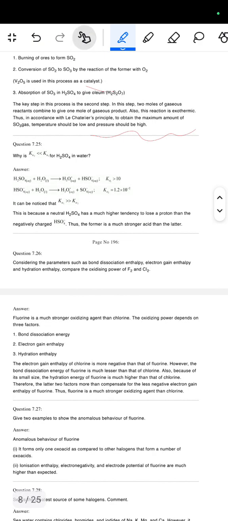Next, K1 is much greater than K2 for H2SO4 in water. So H2SO4 plus H2O gives H3O+ plus HSO4-, K1 greater than 10, and HSO4- plus H2O gives H3O+ plus SO4 2-, K2 is 1.2 × 10^-2. It can be noted that K1 is much greater than K2. This is because a neutral H2SO4 has a much higher tendency to lose a proton than the negatively charged HSO4-. The former is a much stronger acid than the latter.